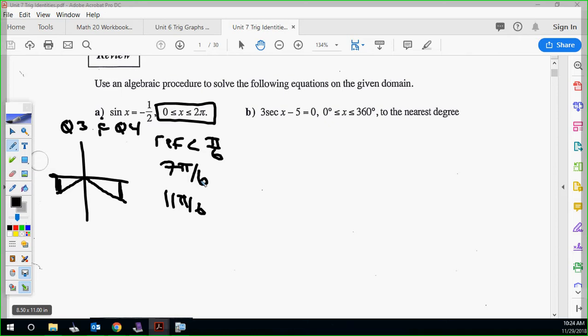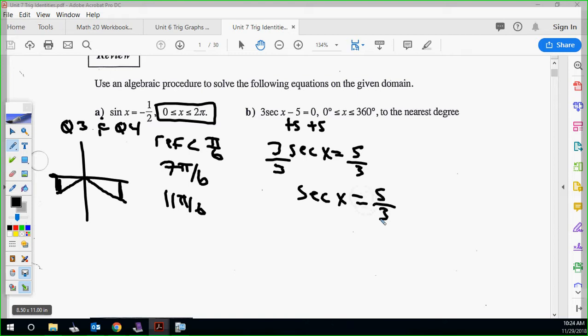Okay, let's look at this one. This one's a little different, but we're going to solve for x. Secant x is 5/3. Well, 5/3 isn't on our unit circle, so that means we're not going to have an even 30 cut. That's okay. We can still do this. However, secant goes with cosine. We don't have a secant button to solve, so we're going to write secant x is 5/3 as cosine x is 3/5.